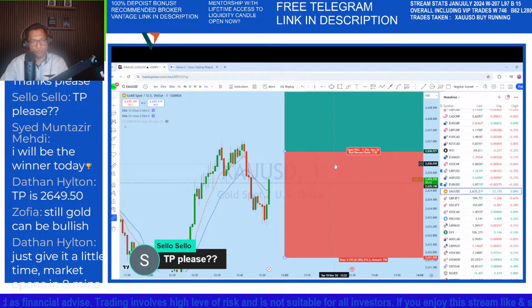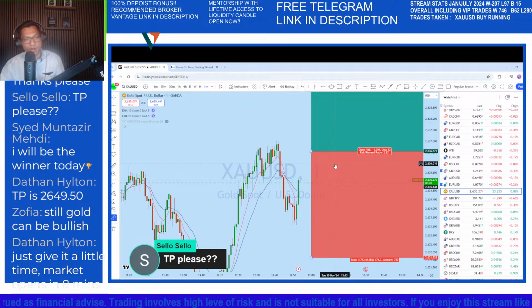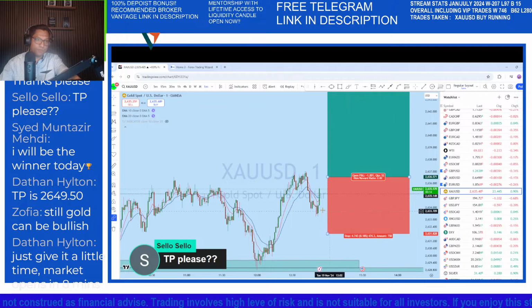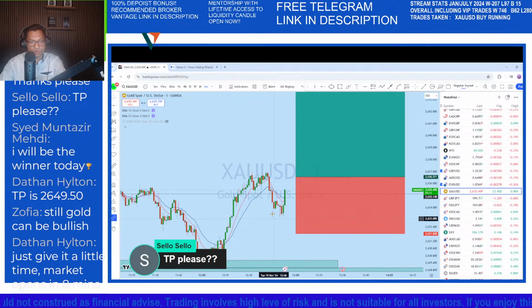Okay, we are seeing some improvement in the price action again, and if it is bouncing, then we should see trend continuation potentially, because there is a liquidity grab here.